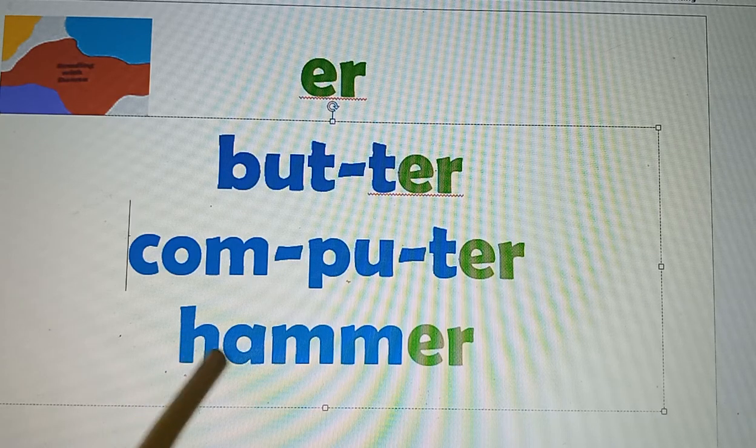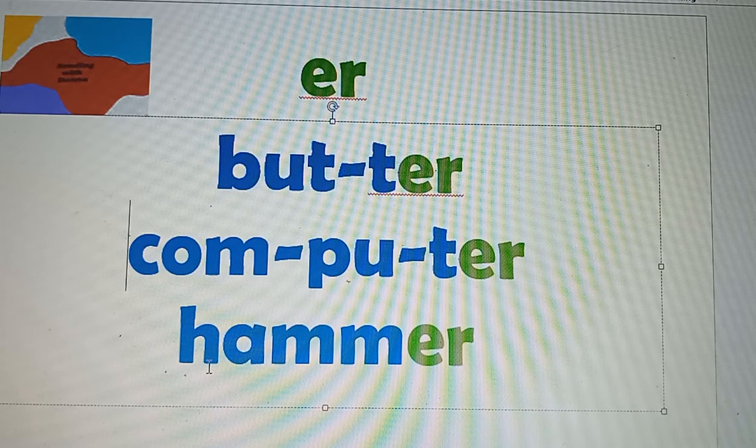H-A-M-M-E-R. This is a big word and we don't know what it is. So we're going to try and find out what this word is now. What did we learn earlier? We learned that the double consonant. What did we learn about the double consonant? Anybody can tell me? Do you remember?